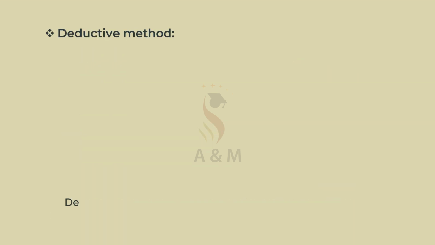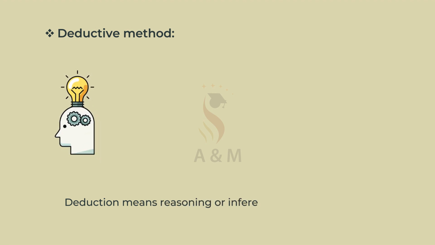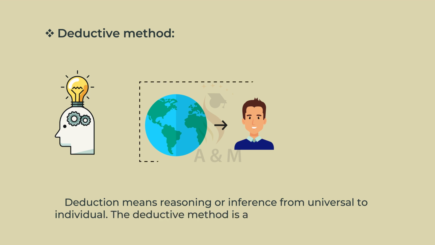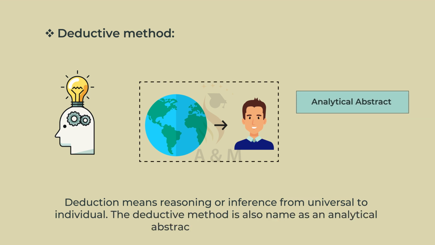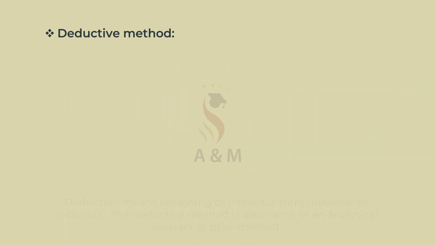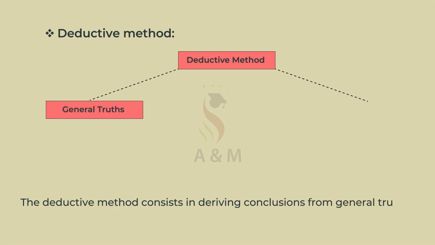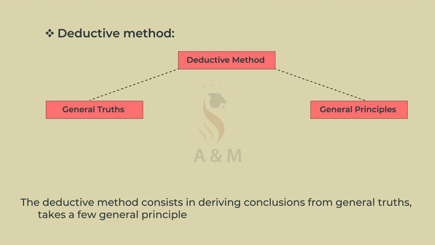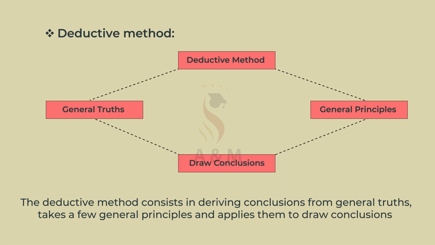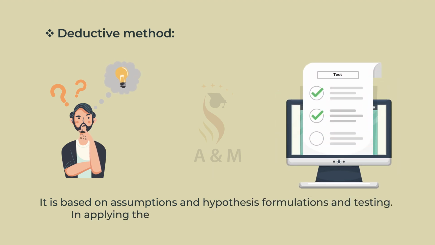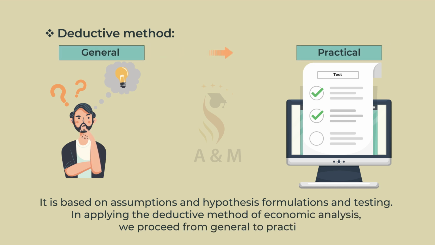Deductive method. Deduction means reasoning or inference from universal to individual. The deductive method is also named as the analytical, abstract, or a priori method. The deductive method consists in deriving conclusions from general truths; it takes a few general principles and applies them to draw conclusions. It is based on assumptions and hypothesis formulation and testing. In applying the deductive method of economic analysis, we proceed from general to practical.